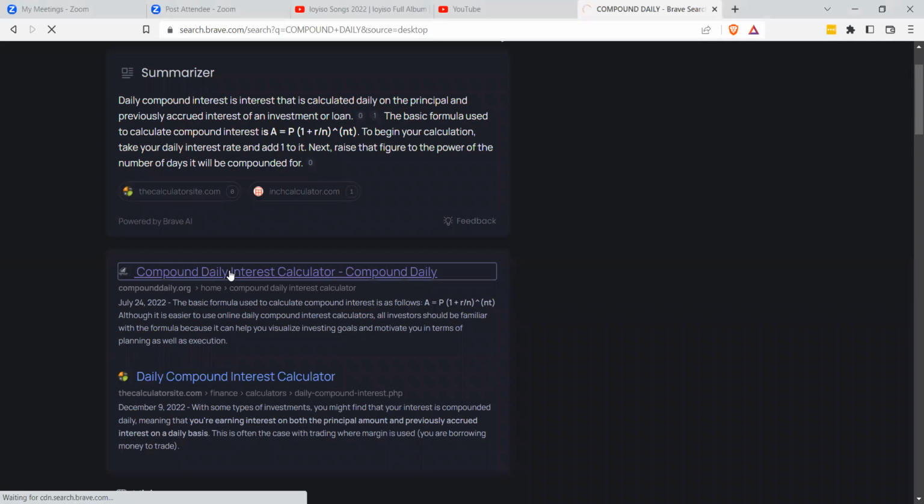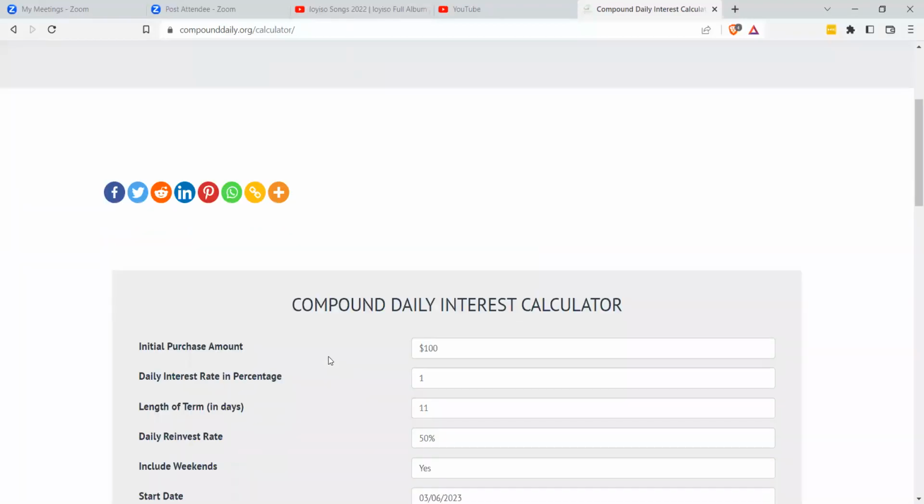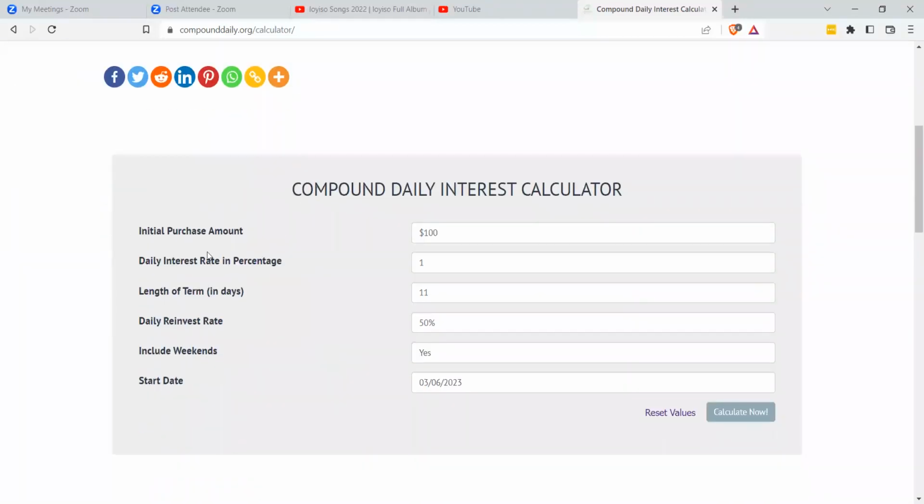So let me show you the results of putting risk into perspective, a very, very realistic result that you can have in your trading career. Now you can see this calculator is not built for Forex. It is built for banking, money, savings, and things like that. So we're going to be replacing some values here for our Forex terms.